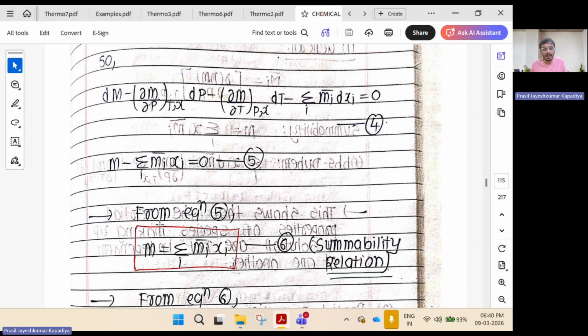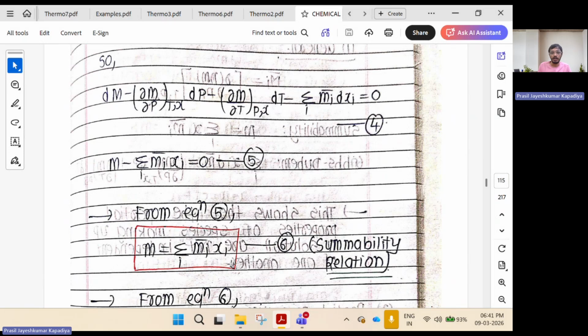So what are we doing? We are relating the partial molar property of each component with the total property of the system. Let's say I am willing to find the total volume of the system. Say I have ethanol and water. I need to know the mole fraction of ethanol and water, and I need to know the partial molar volume of ethanol and water. So the total property does not depend on one component; it depends on both components, from this relation that m is equal to summation xi mi bar.